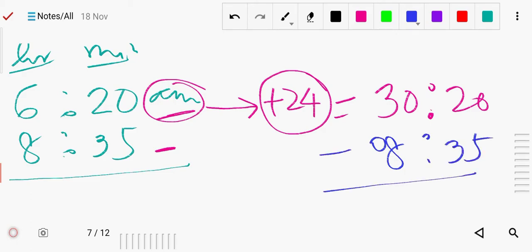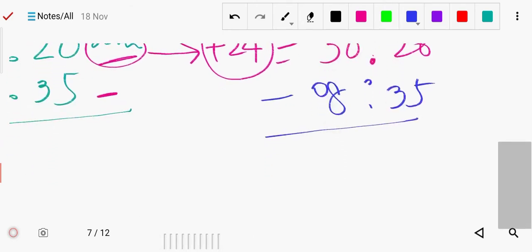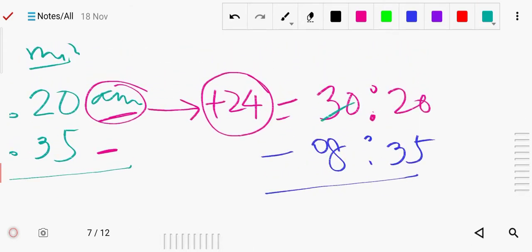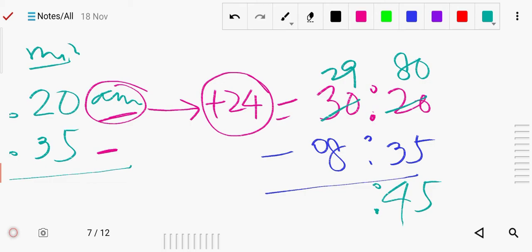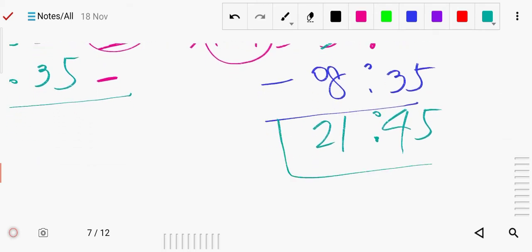Now we can subtract. Again we cannot subtract the minutes directly, so we take the borrow, so here it will be 29. This side will come 60, so 60 plus 20 is 80. 80 minus 35 is 45. Now 29 minus 8 is 21, so 21:45. This is in 24-hour clock time, so we will change it. Here you can check, you can subtract 12.